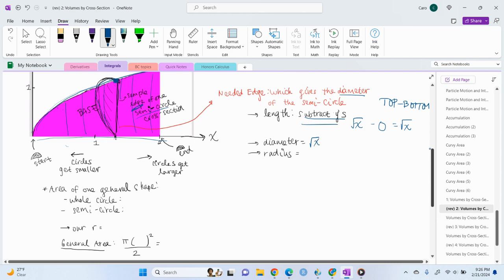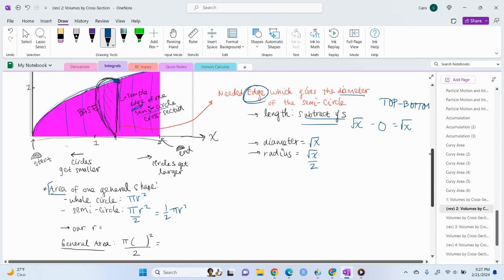Okay, but I'm adding semicircles, and you have to remember the area of a semicircle. A whole circle is pi r squared. A semicircle is half of that, so it's pi r squared over 2, or you can do 1/2 pi r squared. I'll do pi r squared over 2, which again is the same as 1/2 pi r squared. So I really need the radius here. Radius is half of diameter. If diameter is square root of x, then the radius is going to be square root of x over 2. So always start by finding the edge length, the edge of your shape.